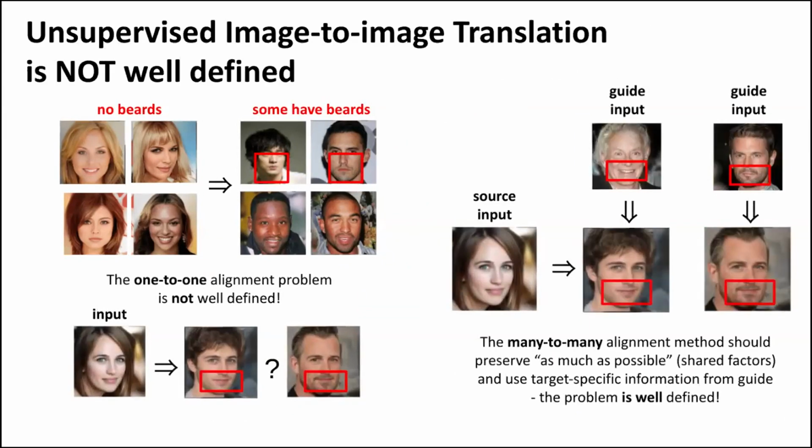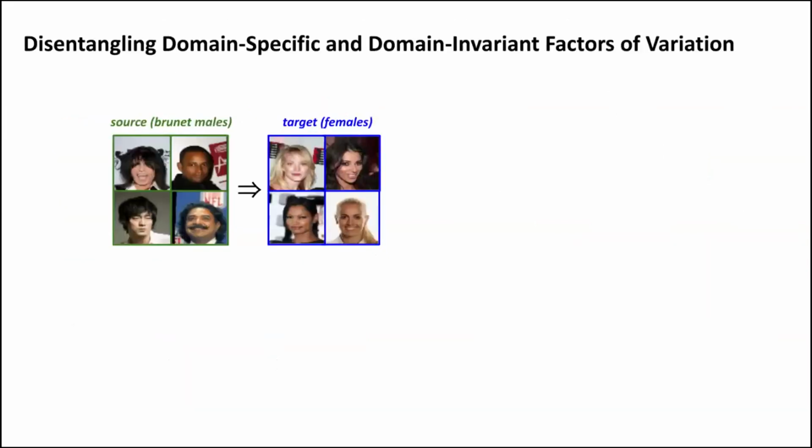One way to resolve this ambiguity is to alter the problem definition and map pairs of images into the target domain, using guide male images to specify male-specific factors, facial hair in this instance. The resulting unsupervised many-to-many alignment problem is well defined.